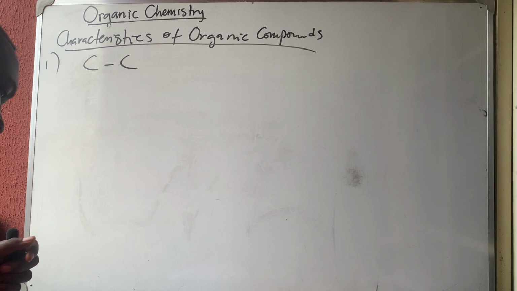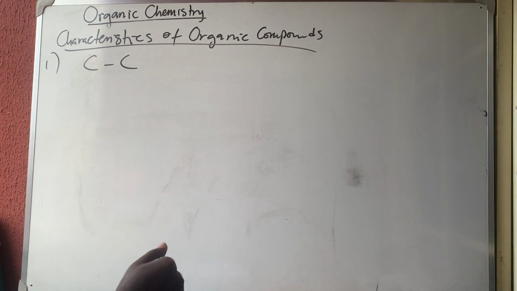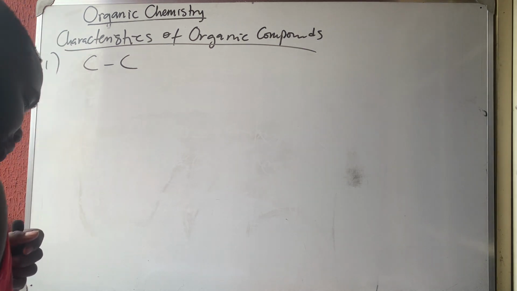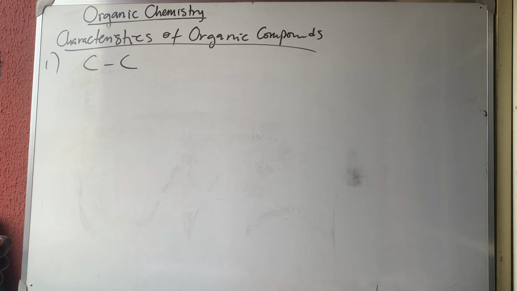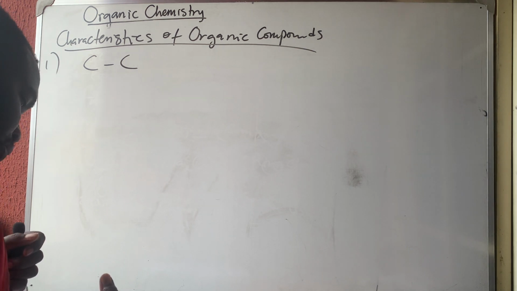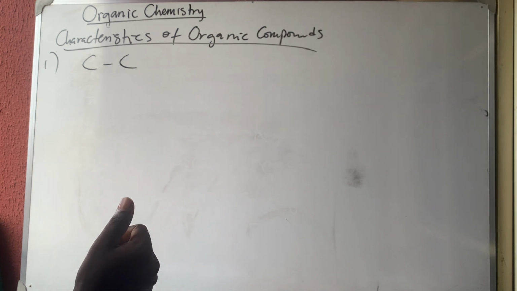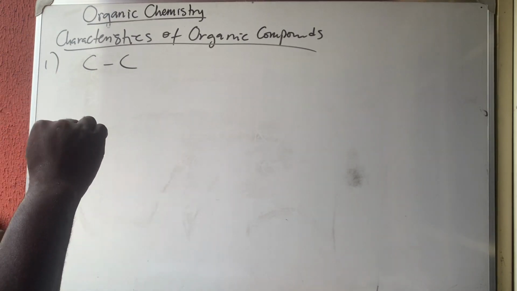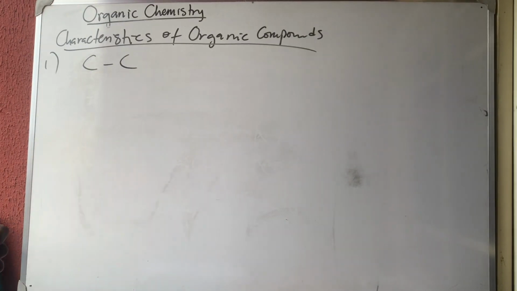Okay, number four says that organic compounds or organic solvents are insoluble in polar solvents like water, but very soluble in non-polar solvents like benzene and ether. Okay. Note that organic compounds having a hydroxy group, which forms hydrogen bonds, result in the solubility of such compounds in water. Examples of such compounds are glucose and ethanol.